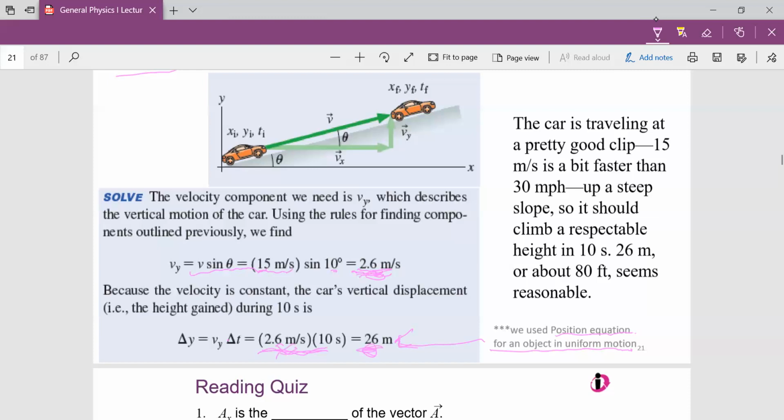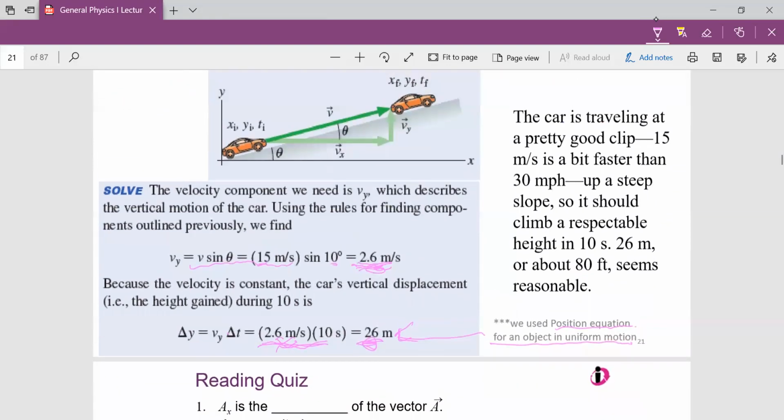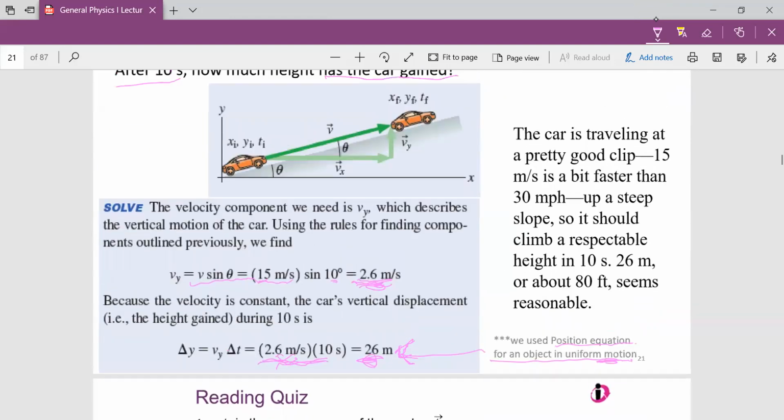That's the final answer. So it means the height gain in terms of meter is 26 meters. This car has actually climbed the steep to the height of 26 meters. Note this is in your lecture one and lecture two, the equation for position under uniform motion. Okay.